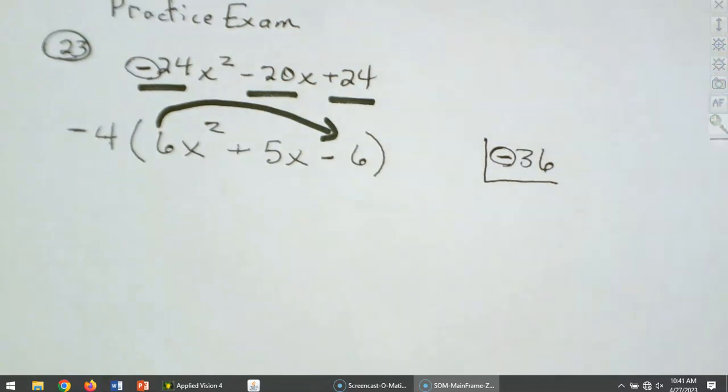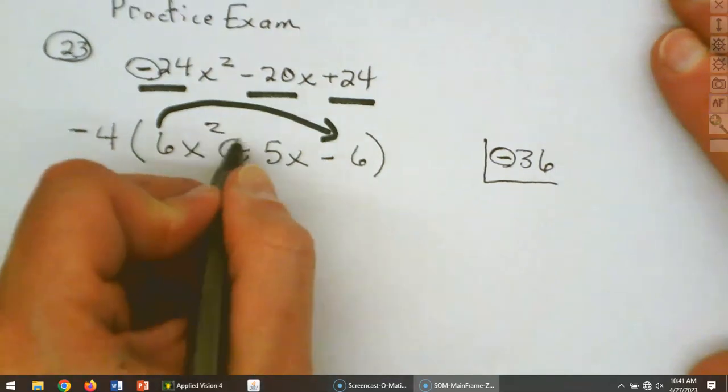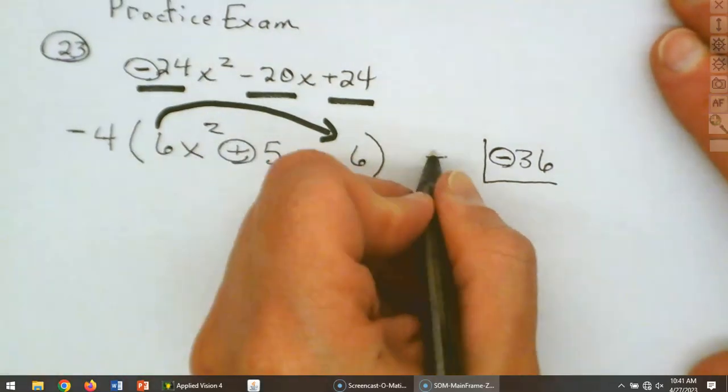Well, 2 negatives makes it positive, right? So that's not going to work. How can we multiply to get a negative? 1 positive, 1 negative. What's the sign in the middle? Positive. So that's our larger number.